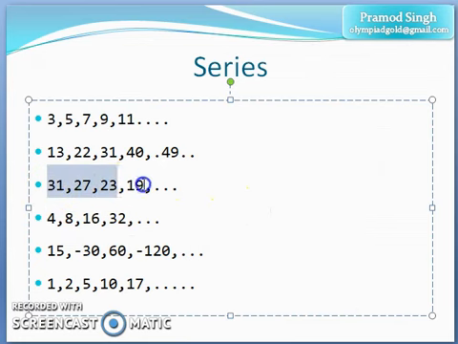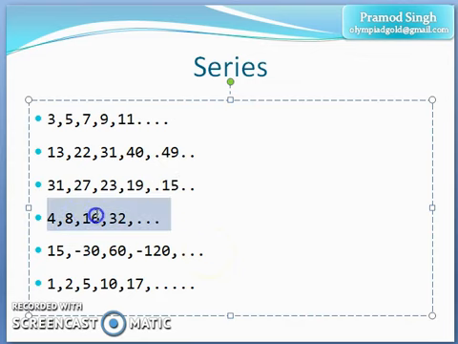Now the third one, it's a decreasing one. Okay. So what's the difference again here? It's a difference of minus 4, and then again minus 4, so it's the same, minus 4 all around. So 19 minus 4 is 15.